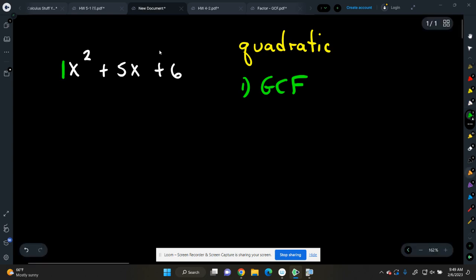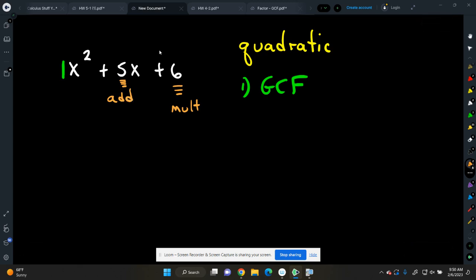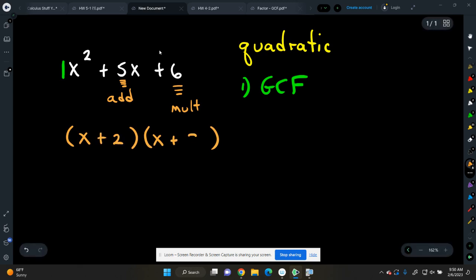Now what we're going to do, we're looking for two numbers that multiply to equal 6, but add up to 5. Give me two numbers that multiply to be 6, but add up to 5. 3 and 2. So this is going to factor like this. We're going to make two parentheses, put an x in each parenthesis, and then do plus 2, plus 3. And it is factored.